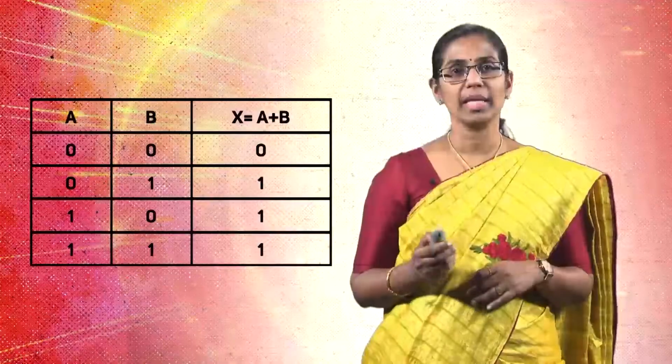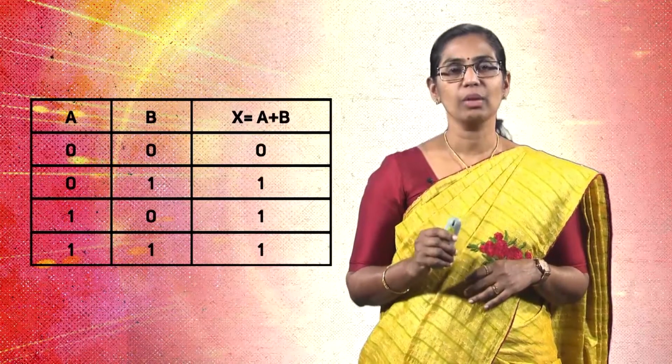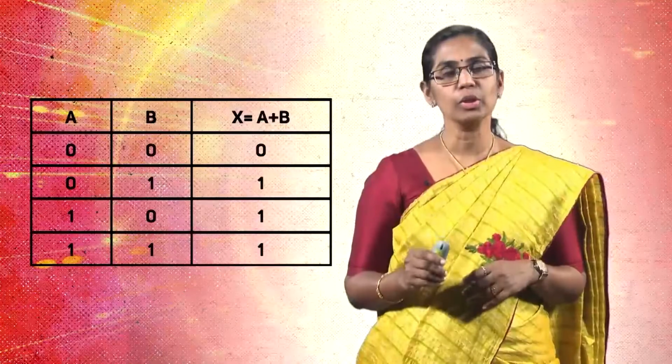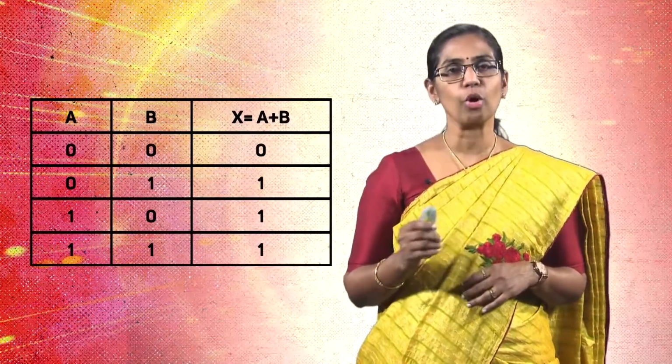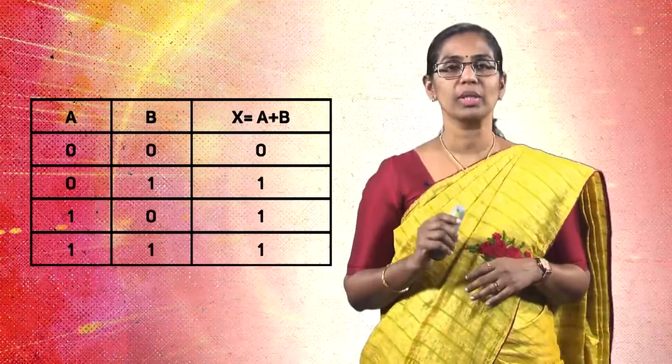Otherwise, the output is 0. That is, if any of the inputs are 1, an OR gate produces a high output. Then we can generate the truth table as shown here. For 0, 0, x equal to a plus b, that is the output will be 0. For 0, 1, it is 1; 1, 0, 1; 1, 1, the output is 1.